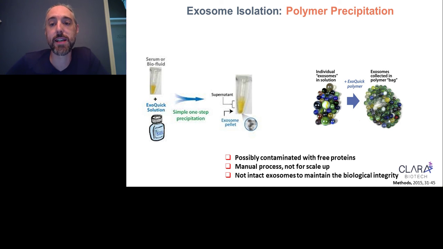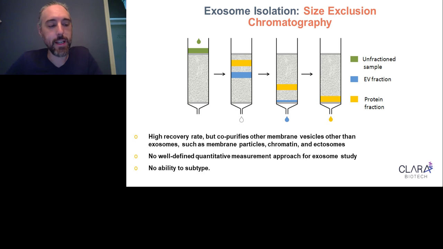Size exclusion chromatography has really been breaking out in terms of manufacturing and production because you can isolate exosomes without the shear stresses induced by ultracentrifugation, and you get a high recovery rate. But you also co-purify with the other membrane vesicles and other things like chromatin, cell-free DNA, ectosomes, viruses, all come along at these size ranges. And while these methods work, they are also time-consuming and material-consuming.